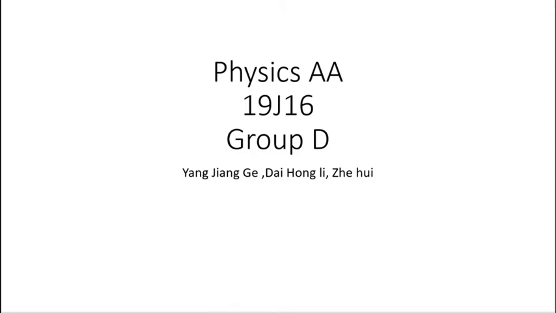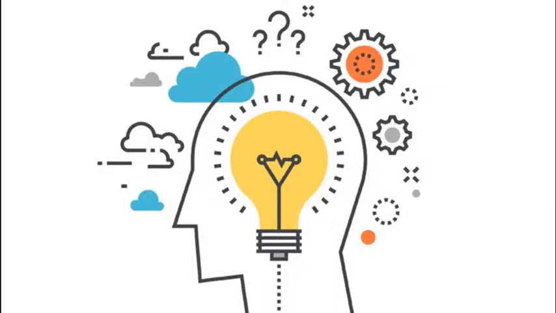We are Physics Group D from 19J16, and today we will be explaining the physics behind experiment 5, the balloon experiment. We have designed an experiment to investigate how the speed of the balloon along the string varies with the volume of air inside the balloon.